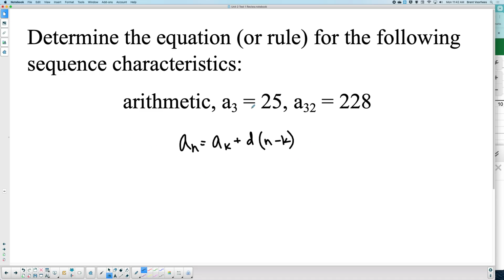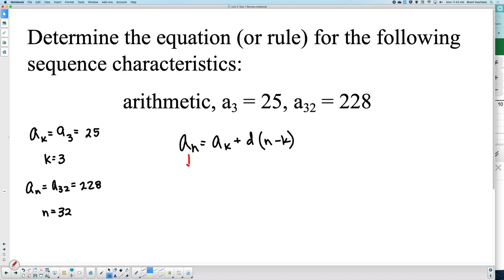What we're going to do here to solve this, I'm going to start by saying Ak is A3, and what is A3? Now if I do that, that means k is what value? 3, good. What I'm also going to have to do, since I don't know my common difference, is I'm going to have to say this is An. I'm going to say for a moment An is A32, which is 228. If A sub n is equal to A sub 32, that means n itself is going to be 32. So if we substitute these values in, we should be able to solve for a common difference.